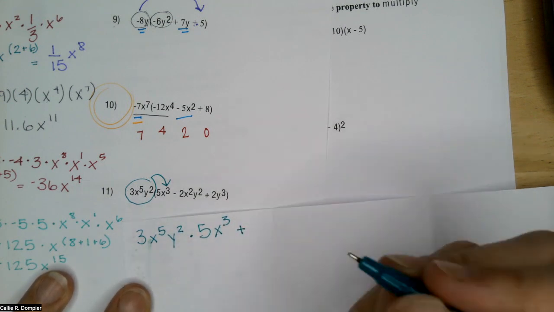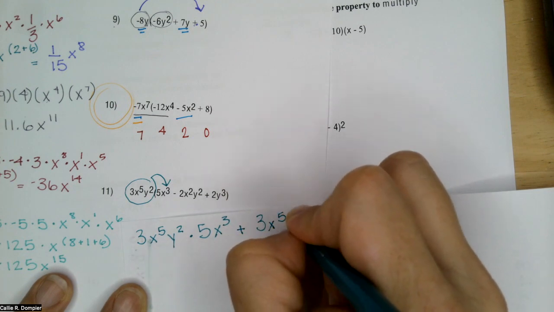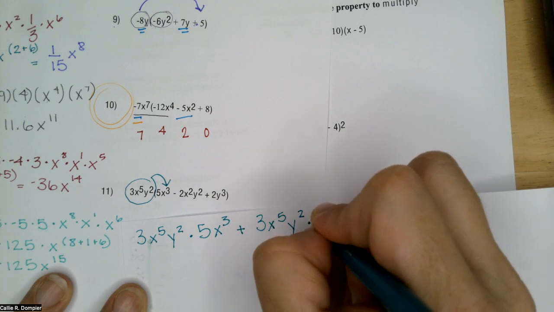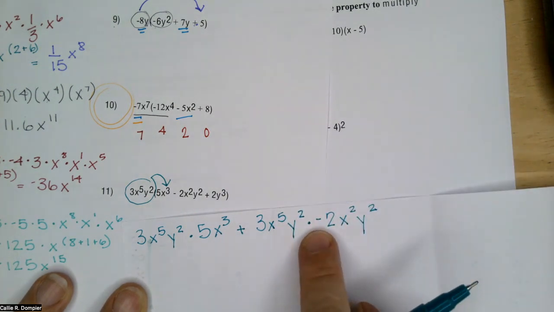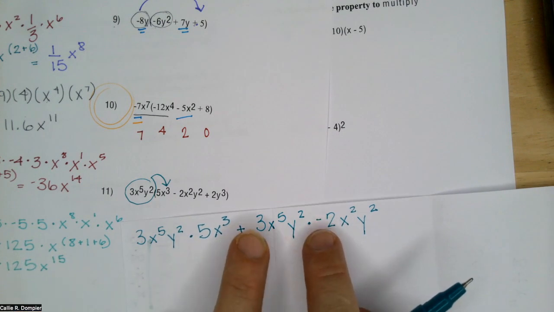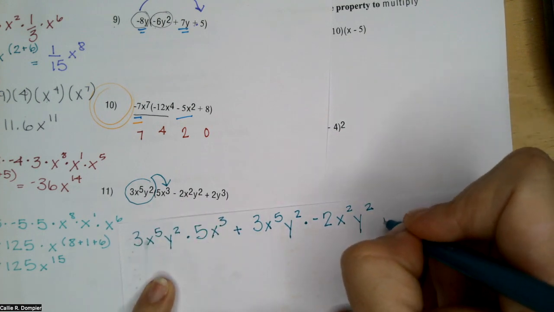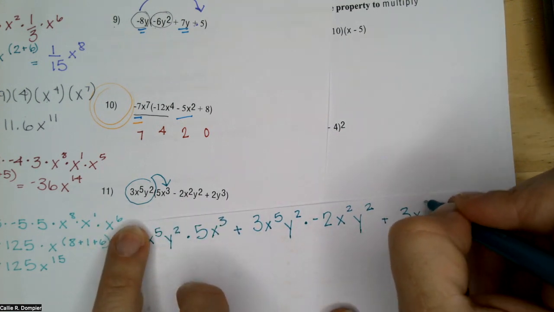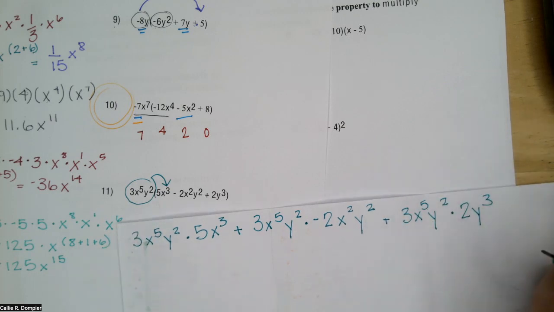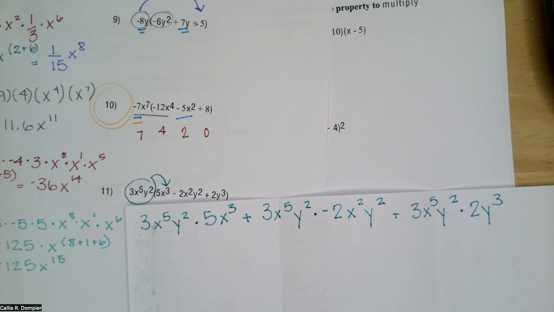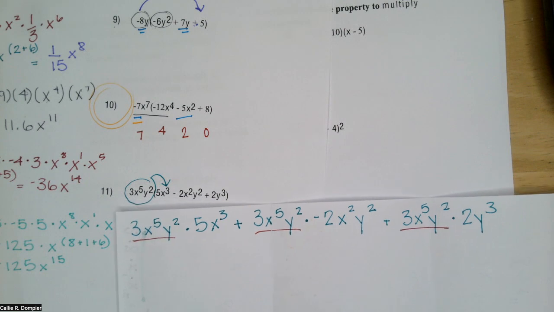Plus, okay, 3x to the 5th y squared times negative 2x squared y squared. So you can say it's a negative 2 and you're adding it, or you can say it's minus a positive 2, whichever way, okay? Plus 3x to the 5th y squared times 2y cubed. Got it? So we see what we distributed to all three, okay?